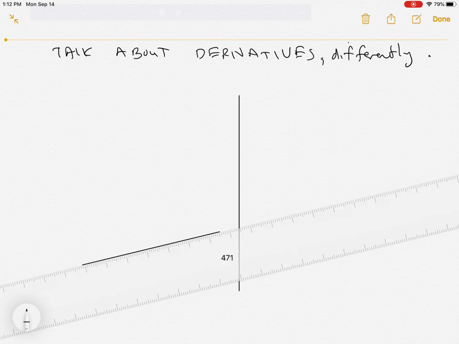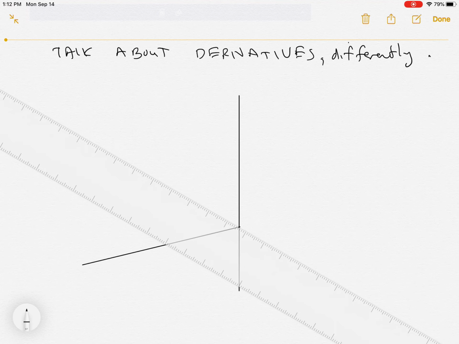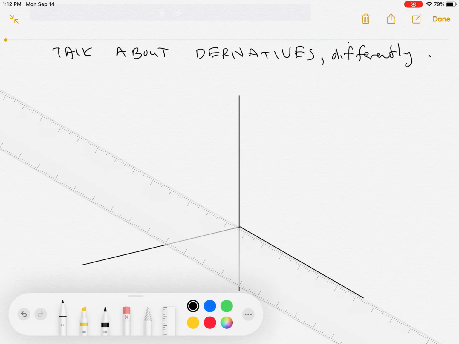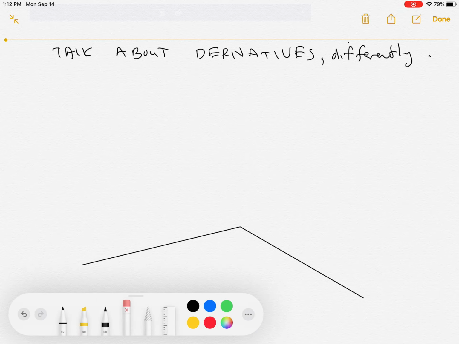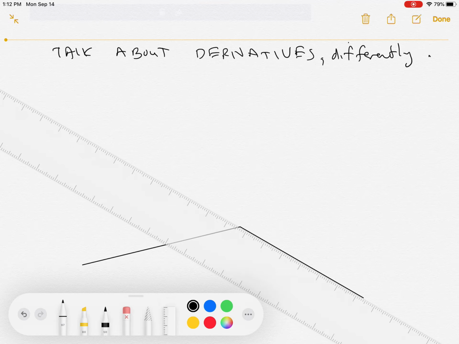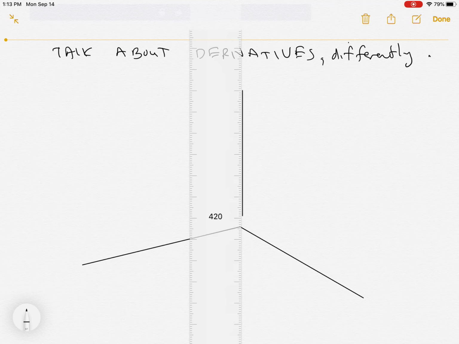A horizontal one like that. And my y-axis like that. And let's see, can I make this go away? Oh, I don't want the whole thing to go away. Darn it. Okay, it's all right. Like that. All right, that's better.